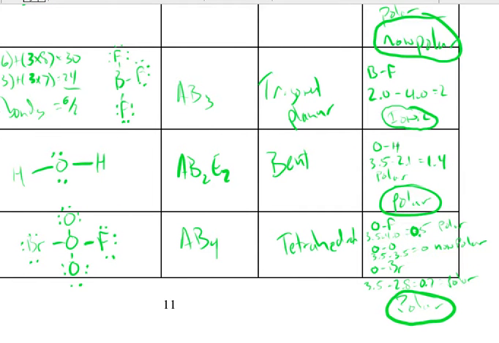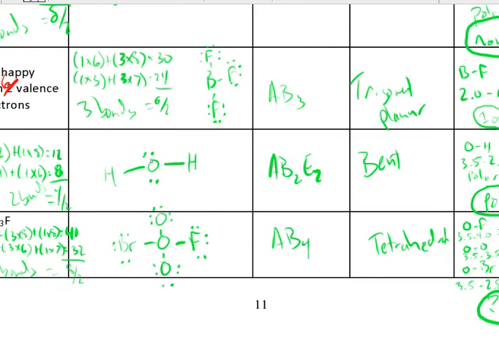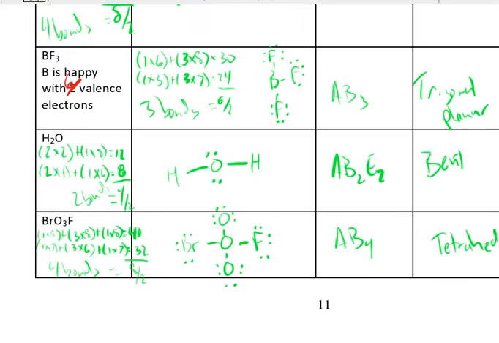The only bonds that we have are oxygen to hydrogen. Oxygen's got a 3.5 electronegativity, hydrogen's got a 2.1. Do the difference, that's going to give us 1.4. That's going to correspond to a polar bond. If we go through the flow chart, the molecule is going to be polar because of these pairs of electrons that are hanging off the top.